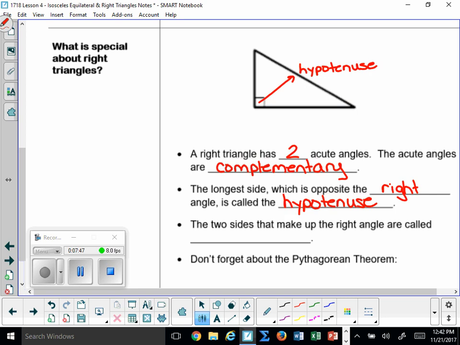The two sides that make up the right angle, this one and this one, are called legs. Notice we're using the same word to describe something different. In an isosceles triangle, legs are congruent. In a right triangle, that's not always true.